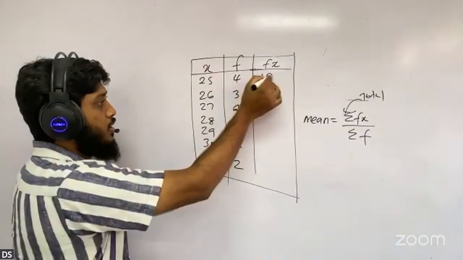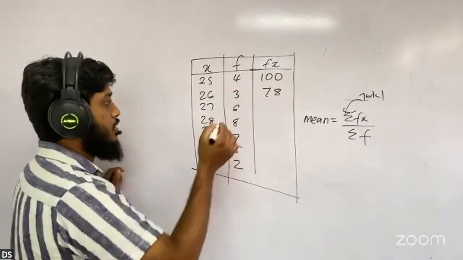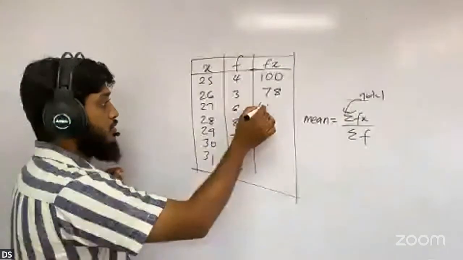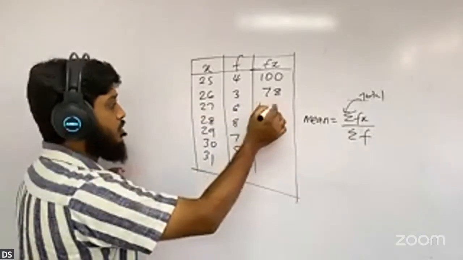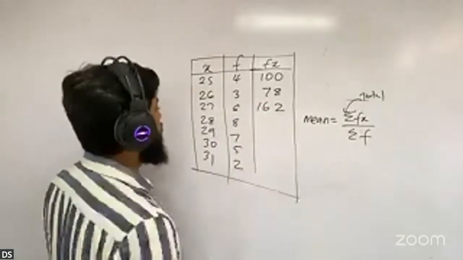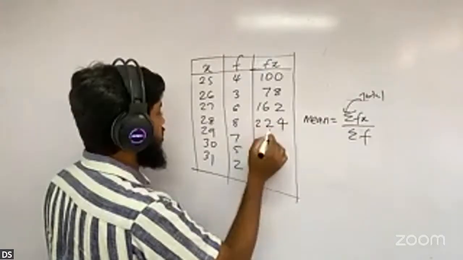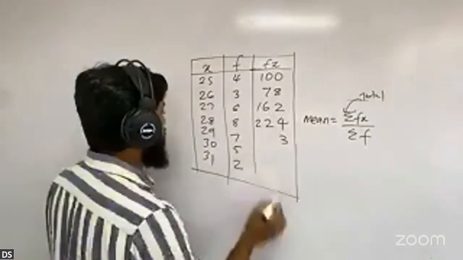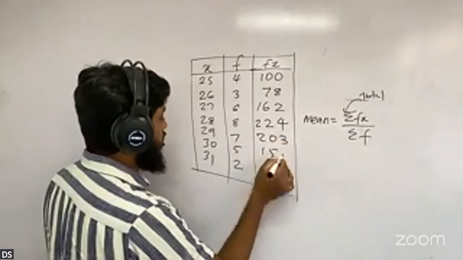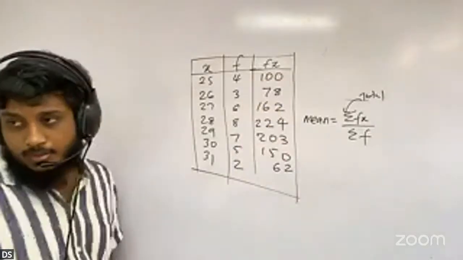25 into 4, how much do you get? 100. 26 into 3, how much? 78. 6 into 7, 42. 6 into 2, 12. 8 into 8, 64. 8 into 2, 16. 7 into 9, 63. 7 into 2, 14. This one you get 150. This one you get 62. You get the fx column like this.